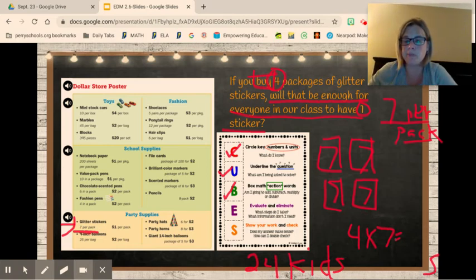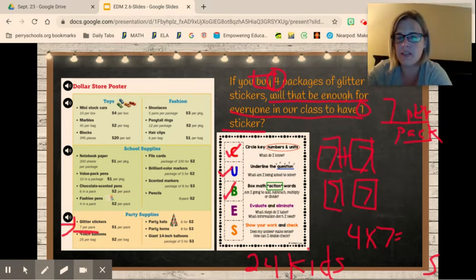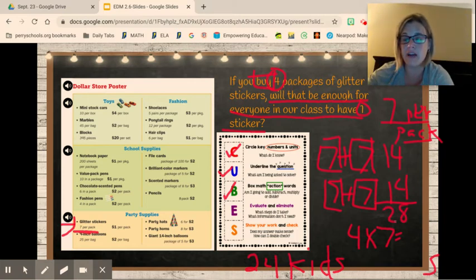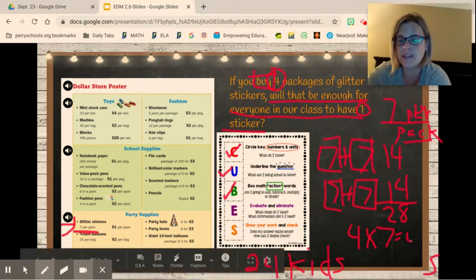And I know that I can make a number sentence from that. So 7 plus 7 is 14. And then I had another 7 plus 7, and that's 14. And then I'm going to add my 2 14s together to get 28. So if I buy 4 packages, I will have 28 stickers, which is a number I need to know, but that's not what the question asked me.